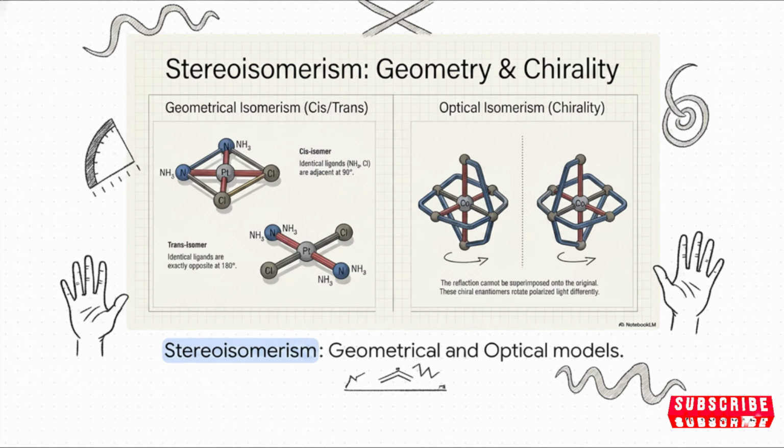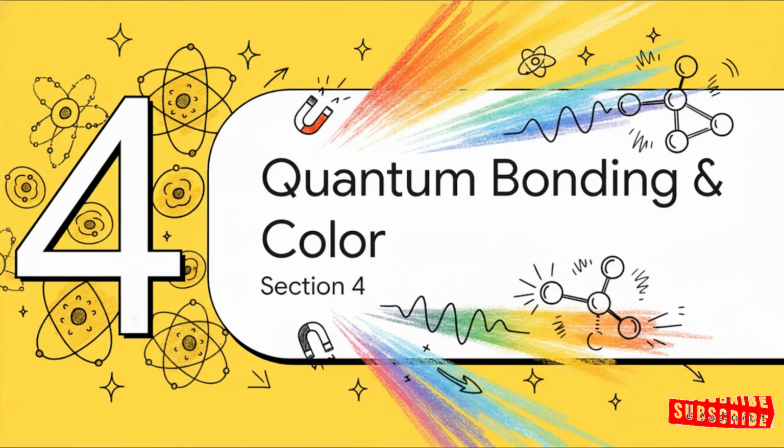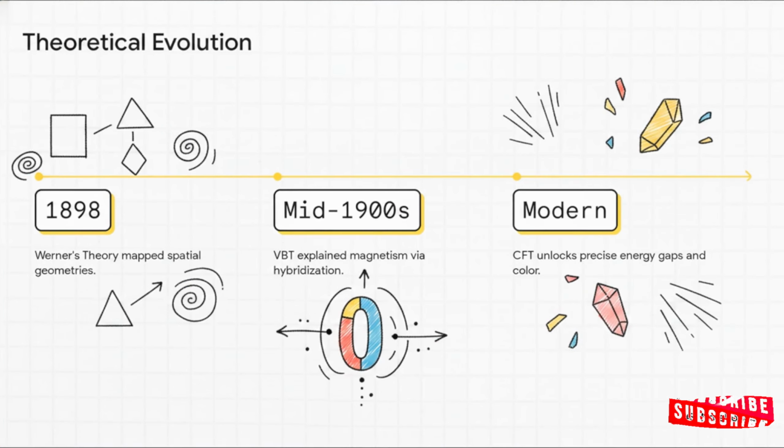Pretty wild, right? All right, Section 4, Quantum Bonding and Color. It's time to upgrade from macroscopic shapes to quantum mechanics to figure out why these compounds are magnetic and so brilliantly colored. The science evolved dramatically over time here. We stepped from Werner's basic spatial mapping in 1898 up to valence bond theory to explain magnetism in the mid-20th century, and finally all the way up to advanced quantum models with crystal field theory in the modern era.